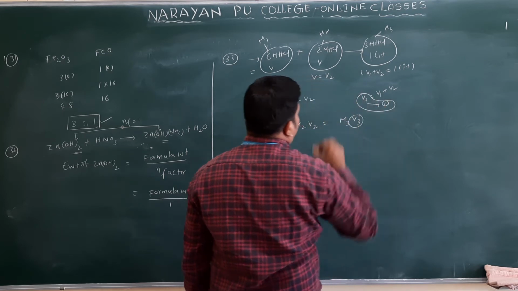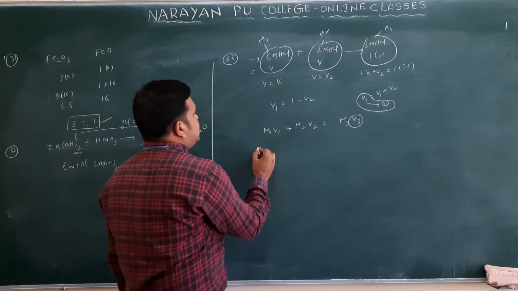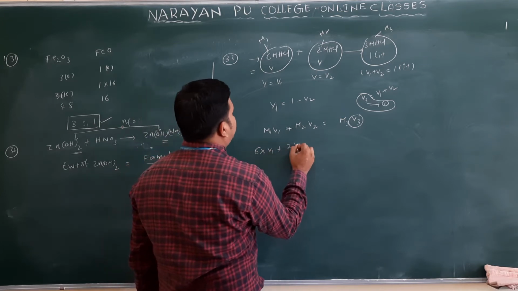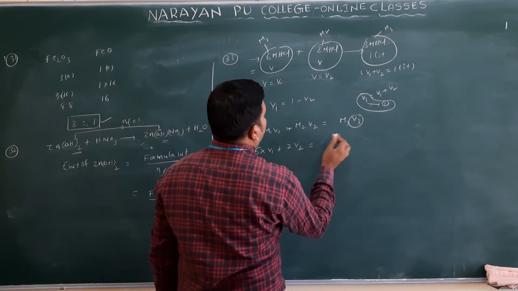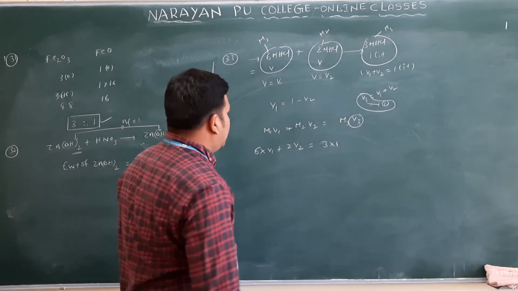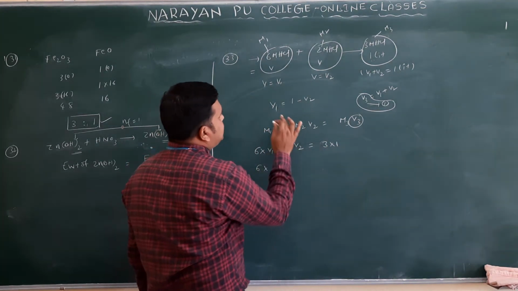Now let us substitute the values. M1 is 6 into V1, plus M2 is 2 into V2, is equal to M3 which is 3 into 1 liter. Now we see here 6 into, what is V1?